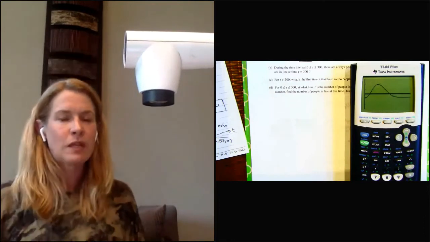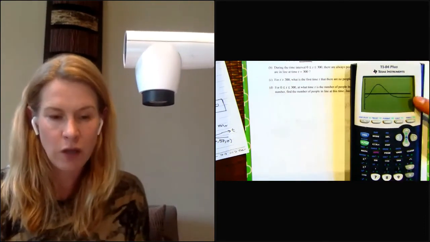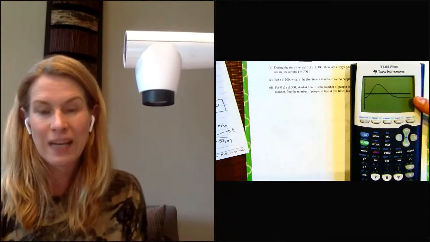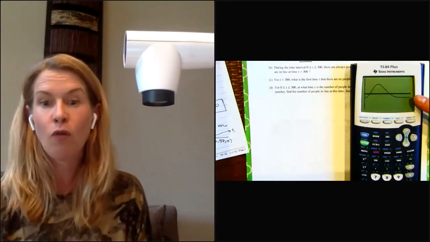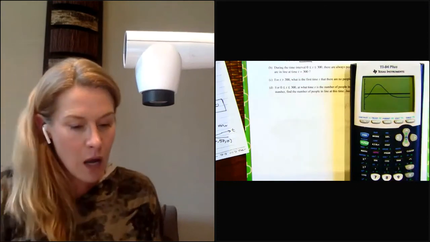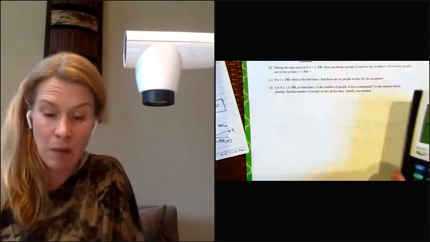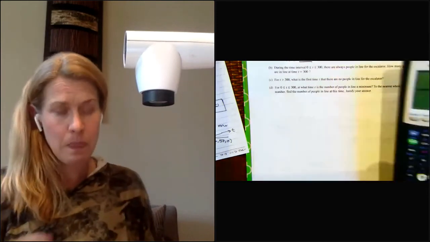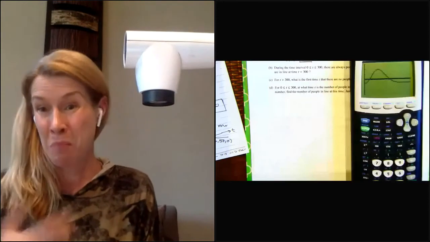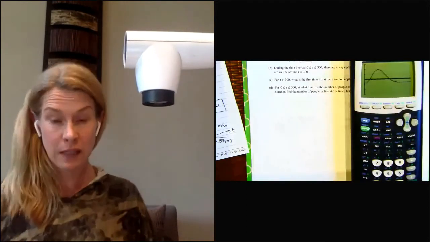This problem is a nice one because this is a rate, right? This is the rate function. Basically the rate in minus the rate out. So this is the overall rate of change of number of people in the line. And we want to know at what time is the number of people in line at a minimum. Now they don't say absolute minimum, but I think that's what they are implying there. Like what time do we have the least number of people?